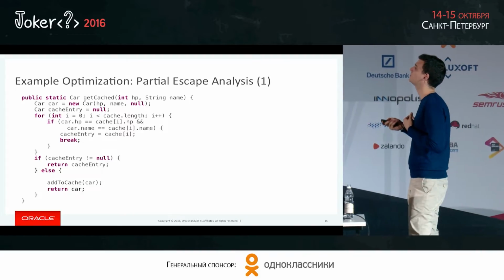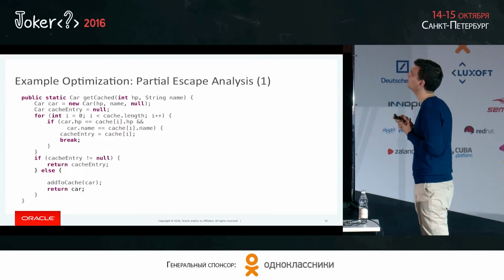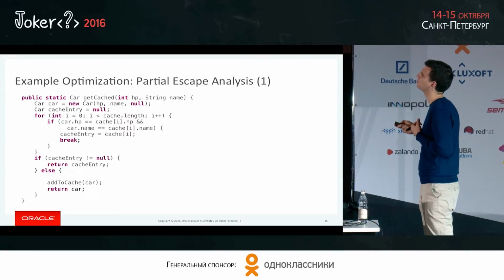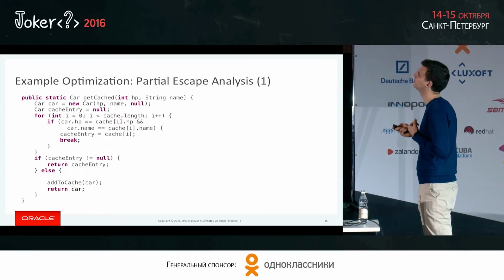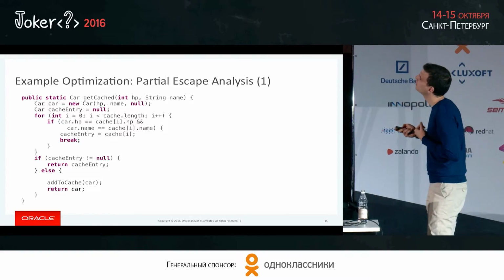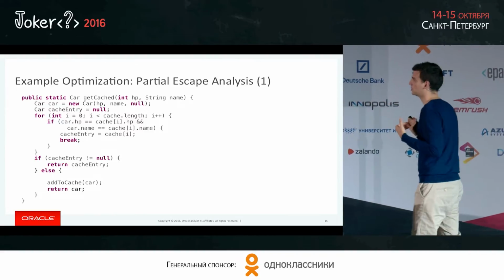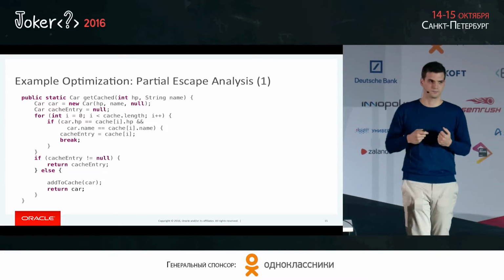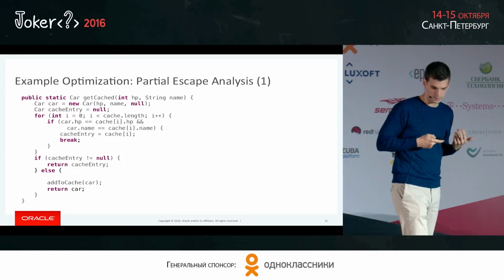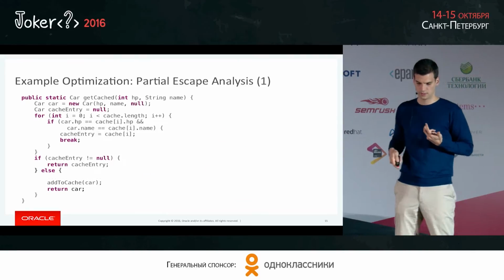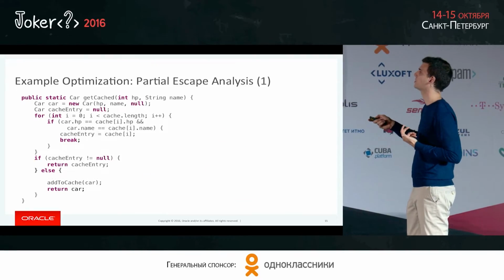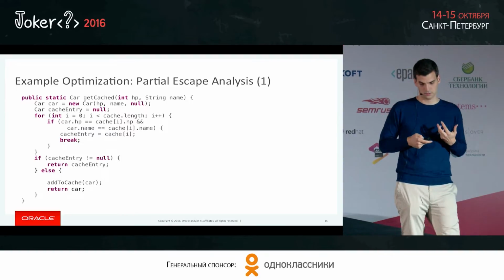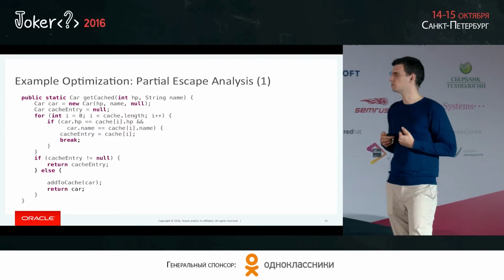So what happens here is we create a new car, and then we look for this car in the cache entry by its horsepower and name, right? And if we find it, we fetch the cache entry and return it, right? Or otherwise we add a car to the cache. But what is interesting about this code is that every time you call it, you have to create this object car, which is very costly. So what you want to do is get rid of these allocations as much as possible.